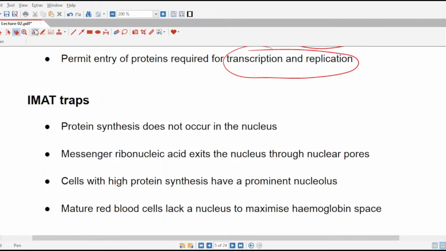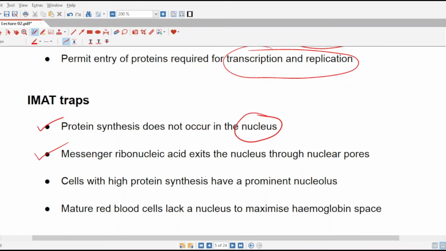The first one is that protein synthesis does not occur in nucleus, because we have said the replication and the transcription occur inside. After the transcription process, RNA is made and RNA exits through the nuclear pore and it comes to cytoplasm to make protein or to perform the translation process. That's why it is said that protein synthesis doesn't occur in the nucleus. The second statement says that messenger ribonucleic acid exits the nucleus through nuclear pores. This is a trap and this can be asked in true-false statements.